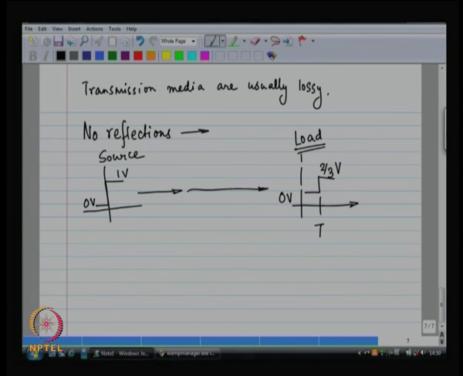What you see is that the shape of the waveform is conserved. This is very important to us: I transmitted a pulse, I got a pulse. It is delayed, it is attenuated, but I still got a pulse, I did not get a sine wave.